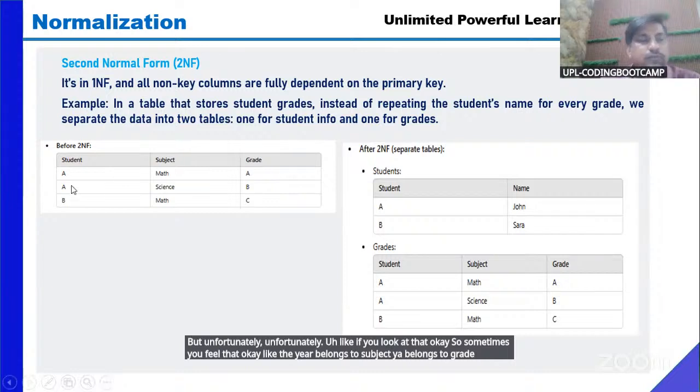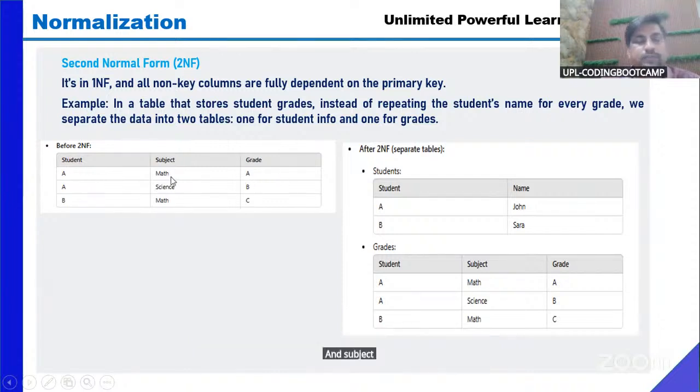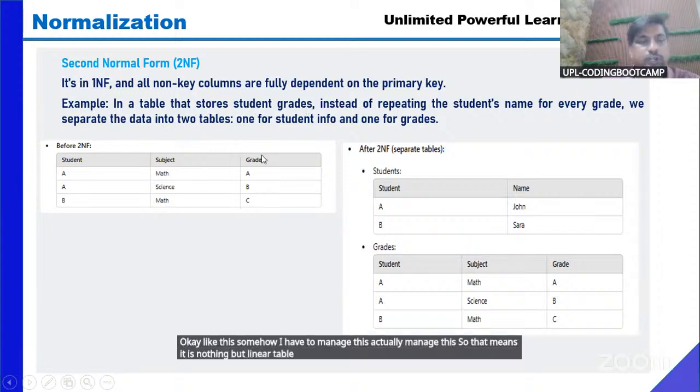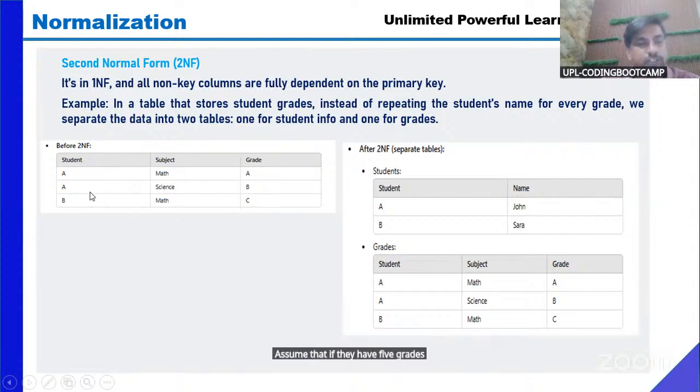That means if you ask a subject, for example, if A is a student and subject is there, grade is there. So here, if I want to know the grade, I should know the subject. If I want to know the subject, somehow I have to manage this. So it is nothing but a table that stores a student grade. Instead of repeating the student name for every grade, for every grade I am repeating this. Assume that if they have 5 grades, 5 times it is repeating.